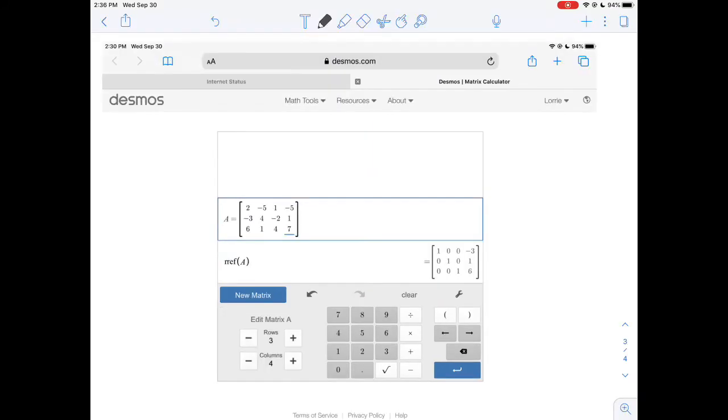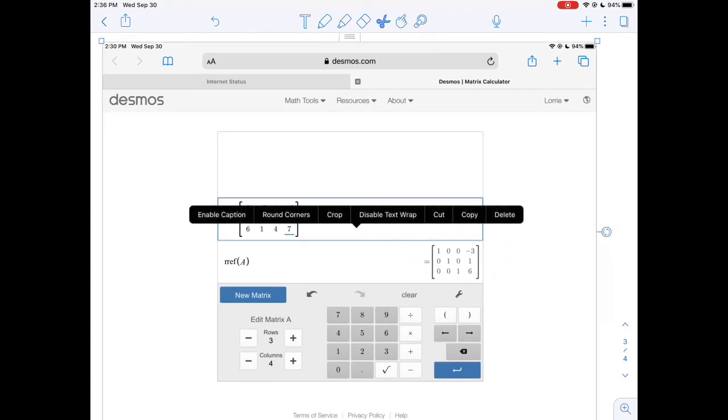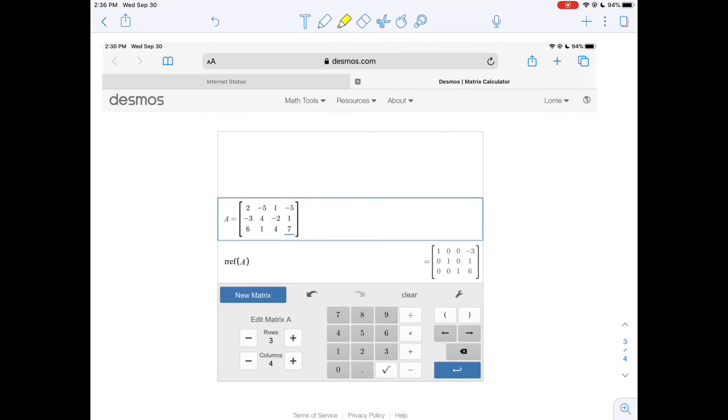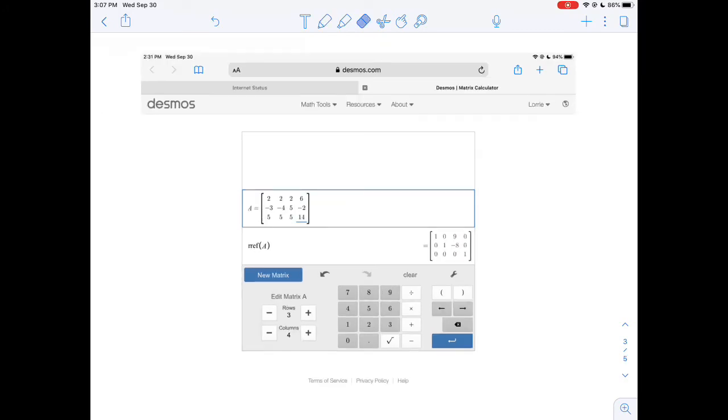And now over on the far right, you can see that we have our reduced row echelon form of our equation. Now that we have our reduced row echelon form over here on the right, we can interpret it and decide if we have a solution or not. So notice that we have that diagonal row of 1s here, and so that means that we do in fact have a solution, and our solution is going to be -3, 1, 6.